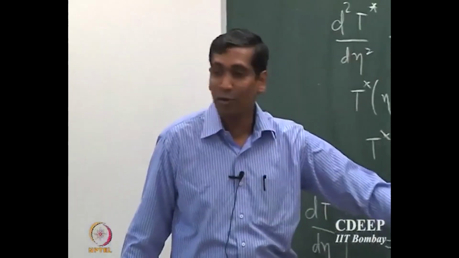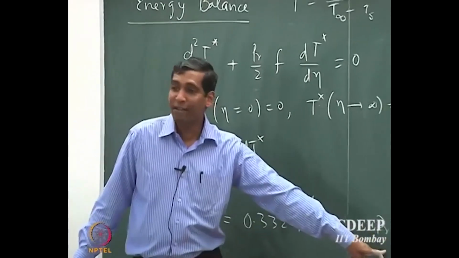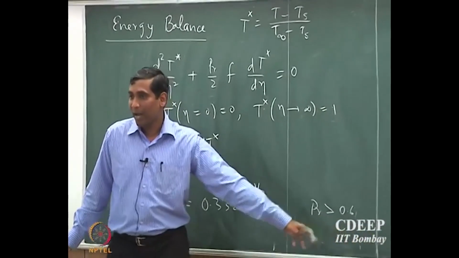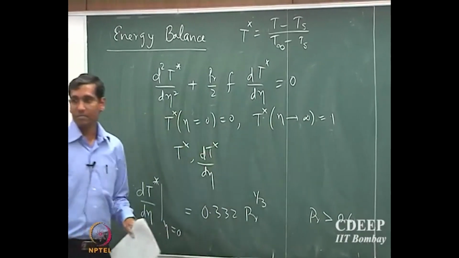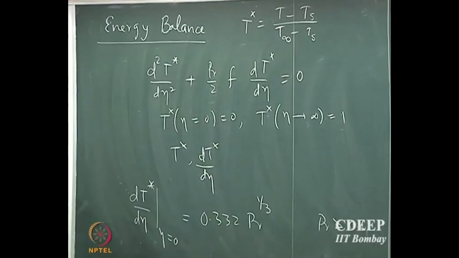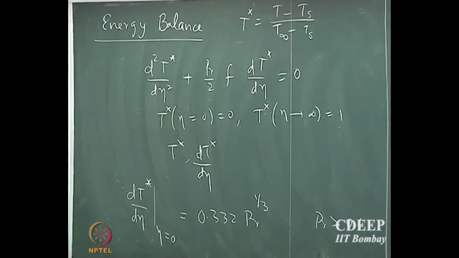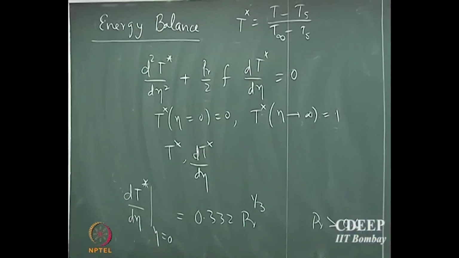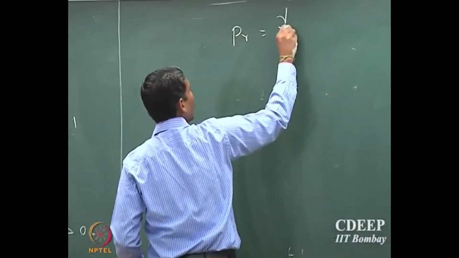If it is a linear dependence, then you could intuitively guess that it's going to have a similar functional form with respect to Prandtl number. But this exponent 1 by 3 has been observed only when Prandtl number is greater than 0.6, and that's not difficult to understand. What is Prandtl number? Prandtl number is nu over alpha. It's actually not very difficult to understand why that's the case. Prandtl number is nu over alpha.